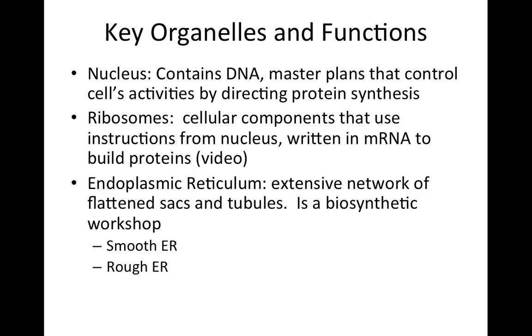And then, of course, again, key organelles and their functions. Part 1 briefly touches on that, whereas in part 2, I'm going to go into these in greater detail. The nucleus obviously contains the DNA. DNA is the master plan that controls the cell's activities, which ultimately is done by directing the synthesis of proteins. Ribosomes are the cellular components that use the instructions from the nucleus, written in the form of messenger RNA, to build proteins.